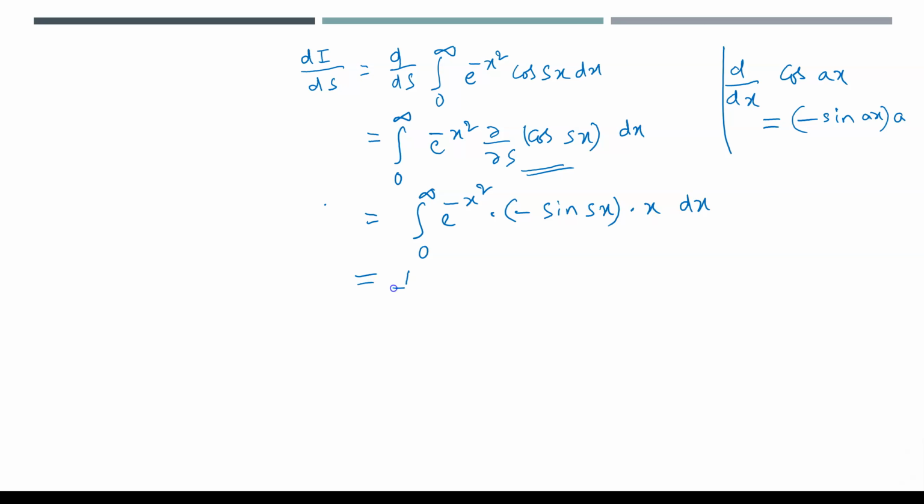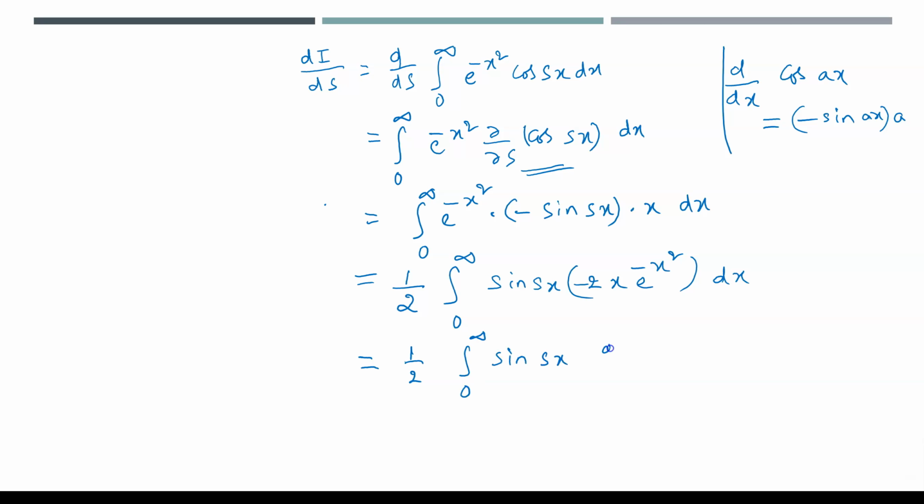Now let us multiply and divide by 2. So we get here, let us write sin sx and let us write minus 2x e power minus x square within the bracket dx. Okay, we have multiplied and divided by 2 and we have written the minus x and the exponential term together. Now this can be written as 1 by 2 integral 0 to infinity sin sx into d by dx of e power minus x square dx.